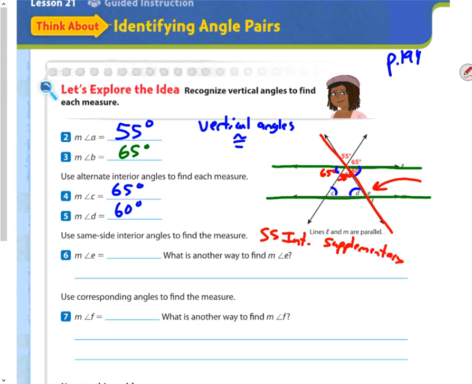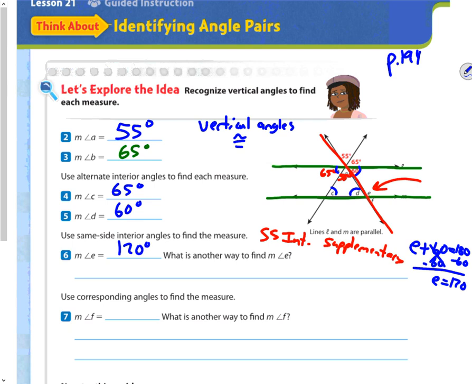Supplementary. So that means that the measure of angle E and 60 has to add up to 180. So if I take E plus 60, it has to equal 180. I subtract 60 on both sides. Some solving equations. The measure of angle E is 120 degrees. Those two should add up to be 180.